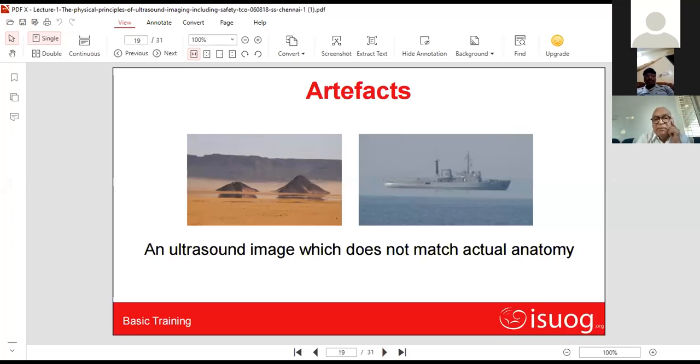And also, the tissue or the anatomy is actually something different, but on the screen we see some artifact. Like in this image we are seeing 2 hilly regions, but in fact it's not. So this can happen, but there are ways.